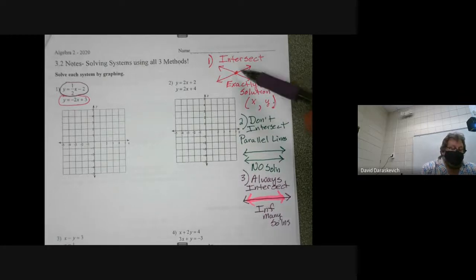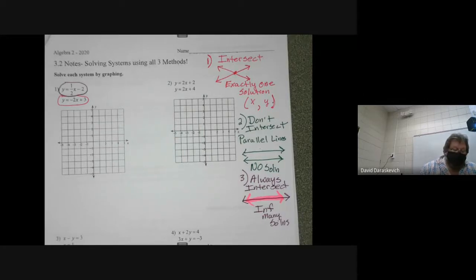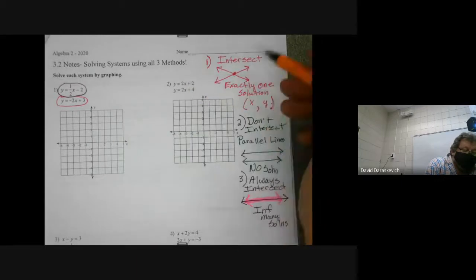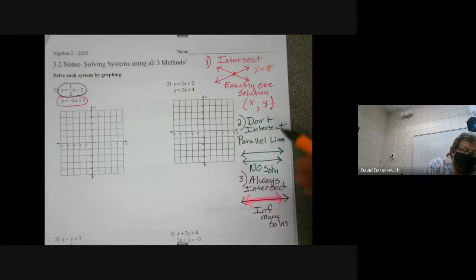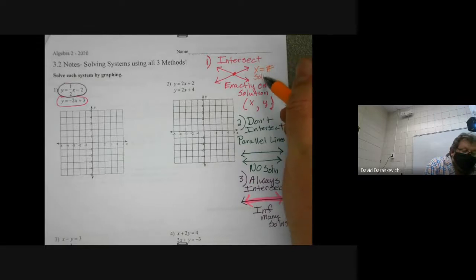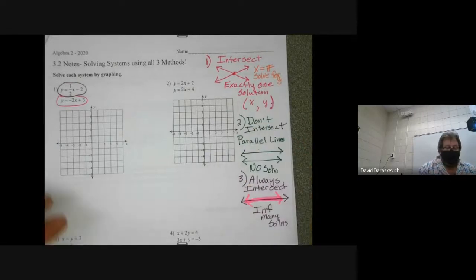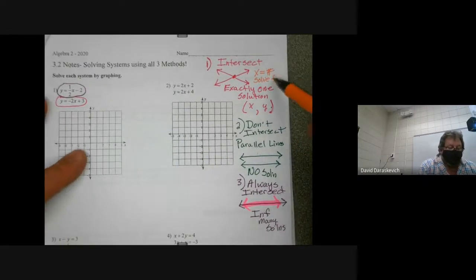Now, these are pictures of the graphs. And you're probably saying to yourself, well, what if I don't always have graphs of lines? What if we do it algebraically? Well, algebraically, it's going to look like this. When you solve these equations, you're going to get x equals a number or y equals a number, and then you solve for the other variable. In this case, solve for y. And that's why we did isolating variables, that section about solving for different variables.